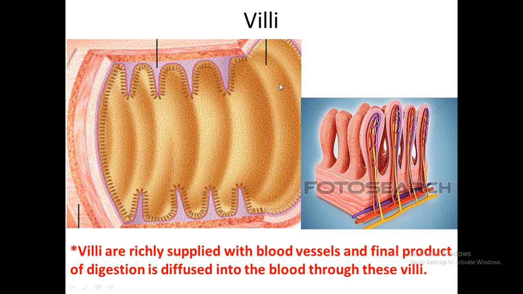So through these villi, it will be absorbed by the process of diffusion. It will diffuse into the blood, and the blood will carry those amino acids, glucose and fatty acids to the different parts of the body. So the nutrition process is somewhat over here, because the ultimate goal of the digestion process is to transfer the various nutrients into the body.